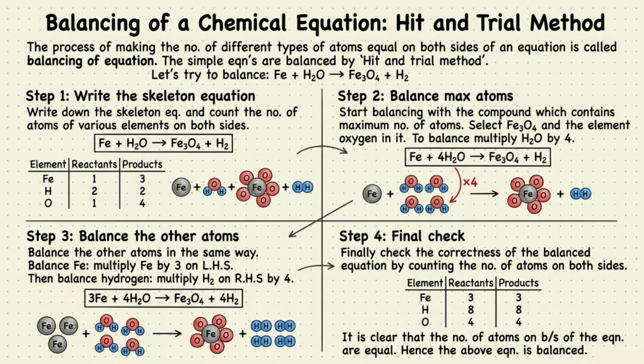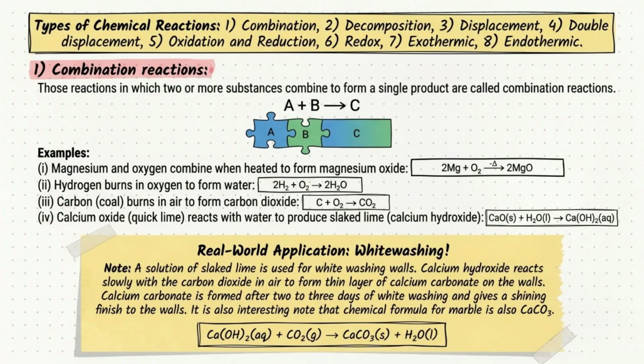Now that we know how to balance the scales, let's look at the actual choreography of how these atoms interact. There are 4 main ways they dance together: combination, decomposition, displacement, and double displacement. Let's start with type 1, combination reactions. These are reactions in which 2 or more substances combine together to form a single brand new product. The general format is A plus B yields C. They merge. Let's look at how this plays out in reality.